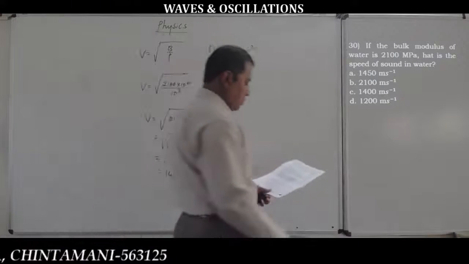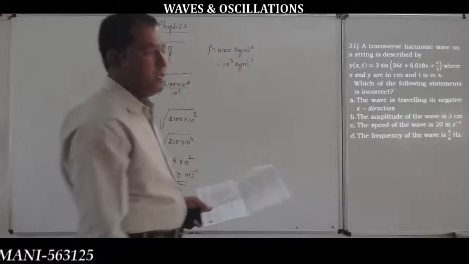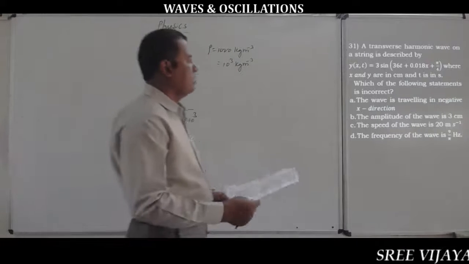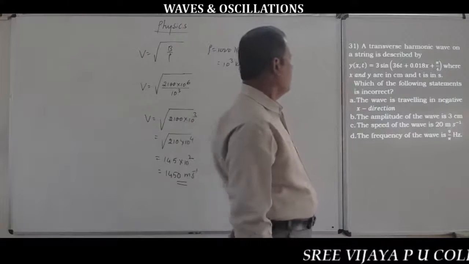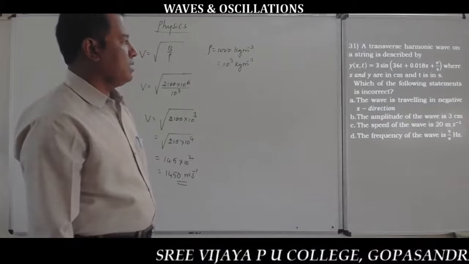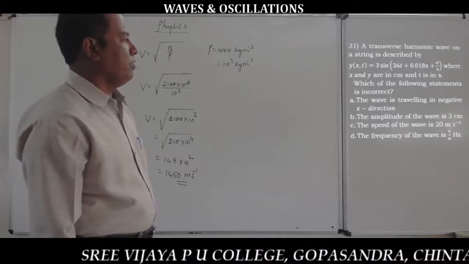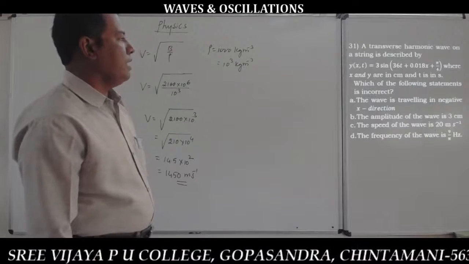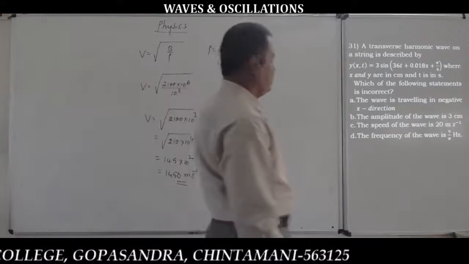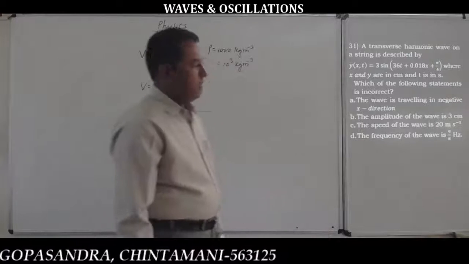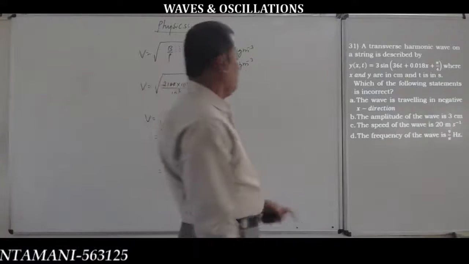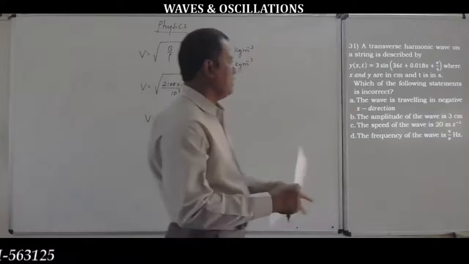Next, let us move to question number 31. A transverse harmonic wave on a string is described by y of x comma t is equal to 3 sin(36t + 0.018x + pi by 4), where x and y are in centimeter and t is in second. Which of the following statements is incorrect? Among the 4 statements given here, 3 will be valid and 1 is false. We are supposed to find the false, incorrect statement.